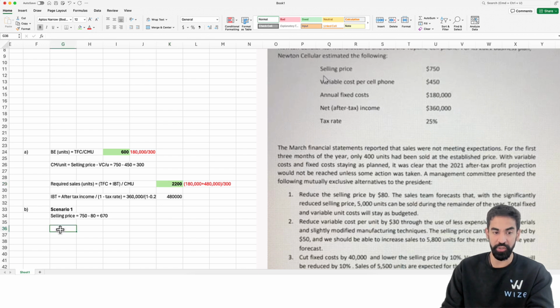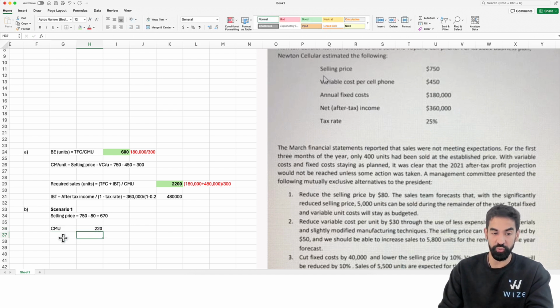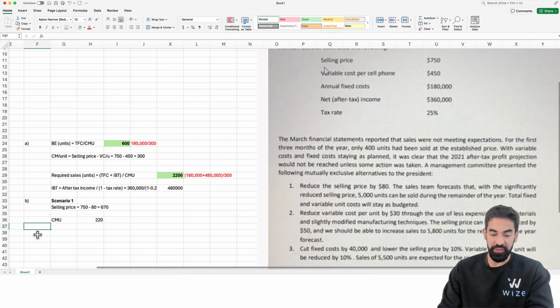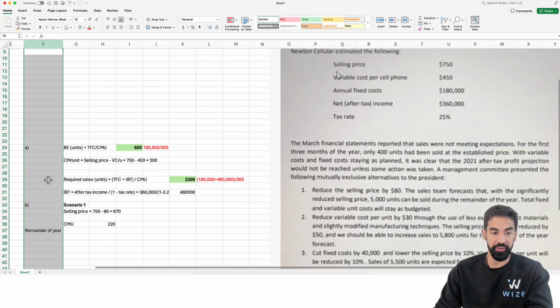And the variable cost per unit is still $450 per cell phone. So what can I do? Well, first of all, let's find my new CMU, contribution margin per unit. It's going to be the new selling price, which is $670, minus the variable cost per unit, which is still $450. That gives me $220. And now, what is going to happen for the remainder of the year? Let's say I write remainder of the year.